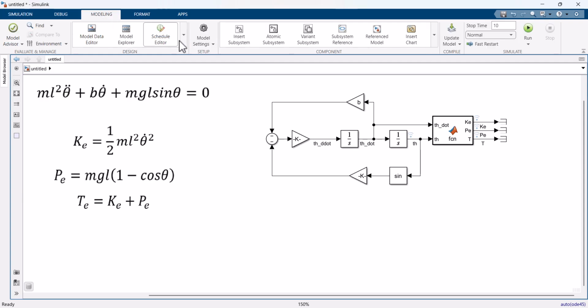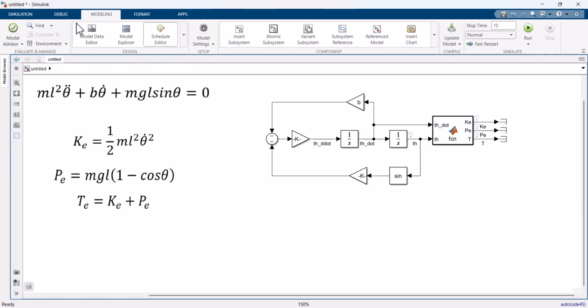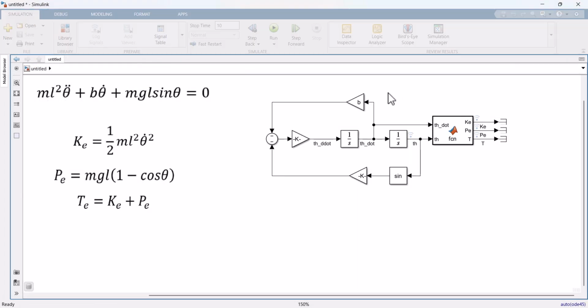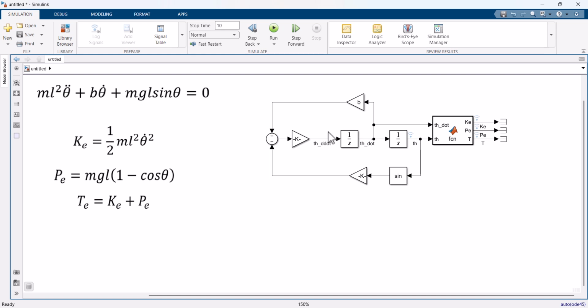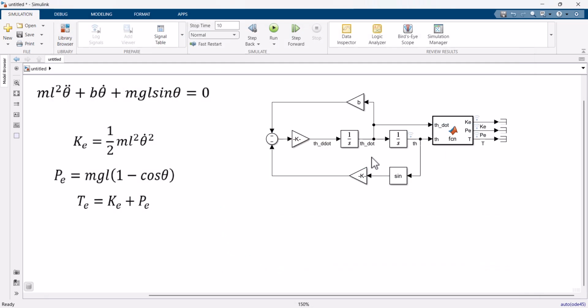Let me change this B once more to 0.4. I've changed B to 0.4 now. Let's see what happens now. Okay, so we can see that over here, the oscillations have died out almost after 6 seconds, and the same is true for the energy. I guess it's working nicely.